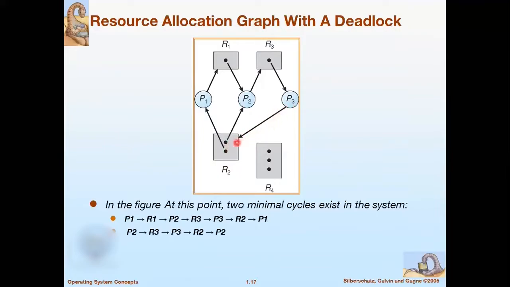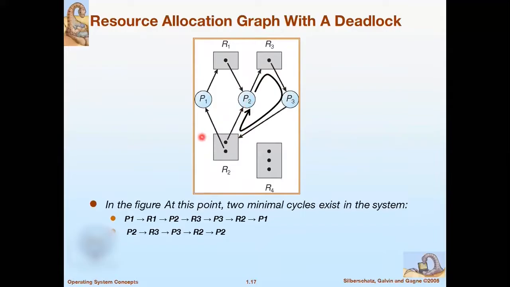At this point, two minimal cycles occur. Here in the picture, we can see the cycles. The first cycle is P1, R1, P2, R3, P3, R2 and back to P1. And the second cycle is P2, R3, P3, R2 and back to P2.